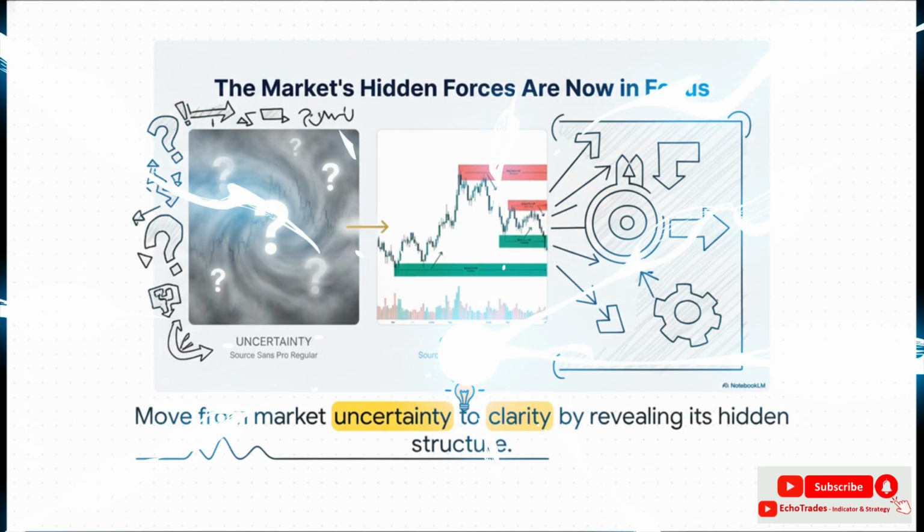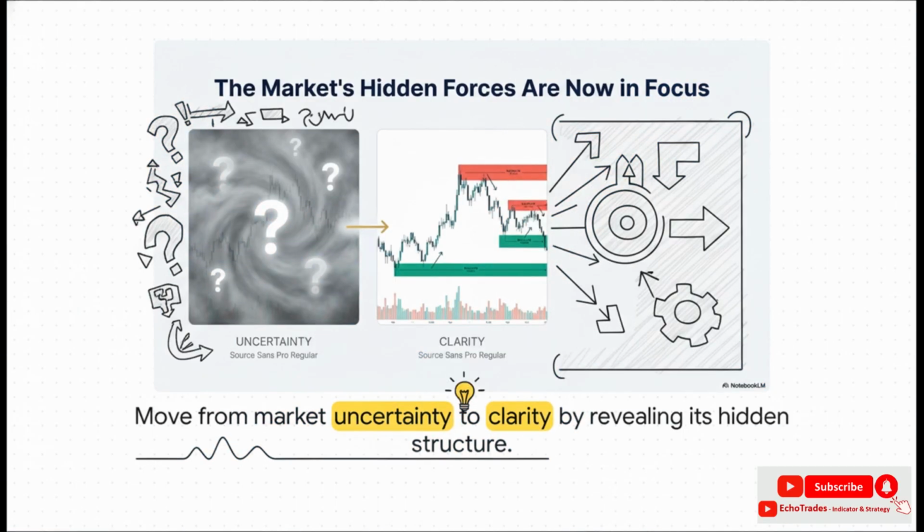The market feels chaotic because there are these invisible forces at play. But what if you could just flip a switch and bring all of that into focus? That's how you go from uncertainty to clarity, by finally revealing the market's hidden structure.